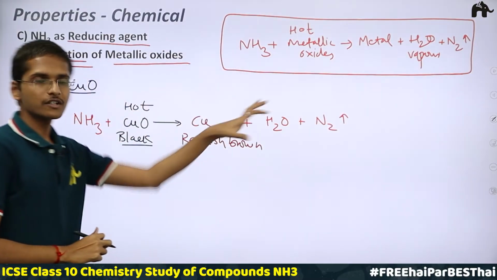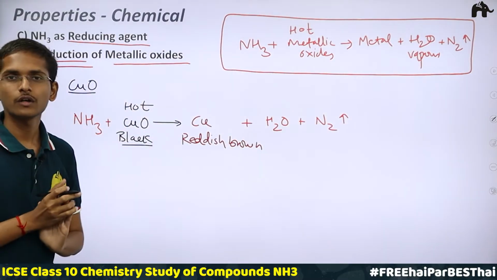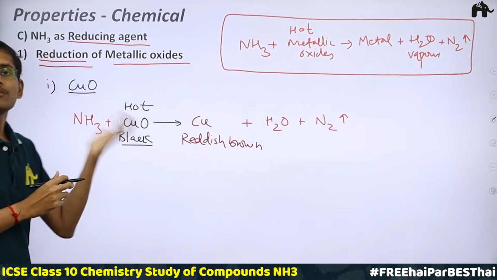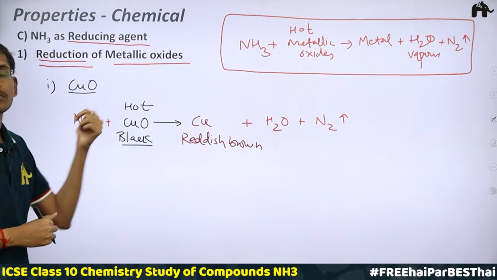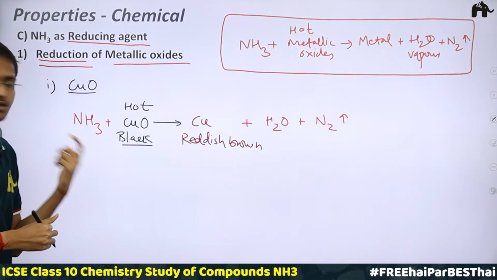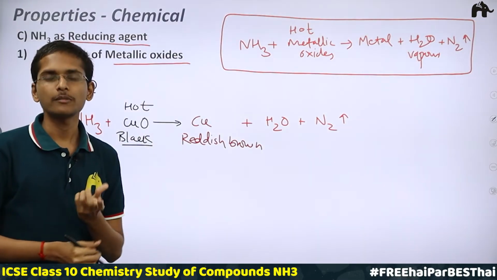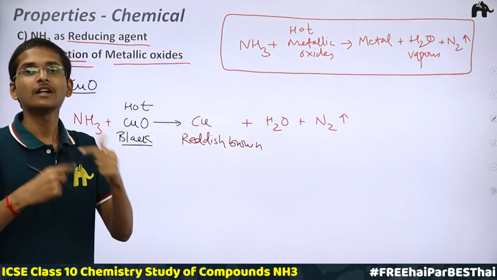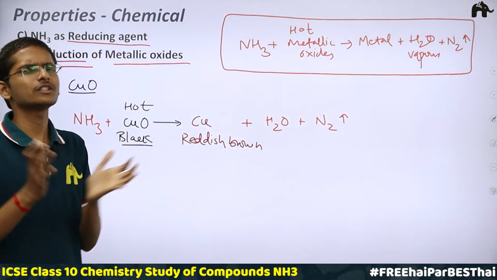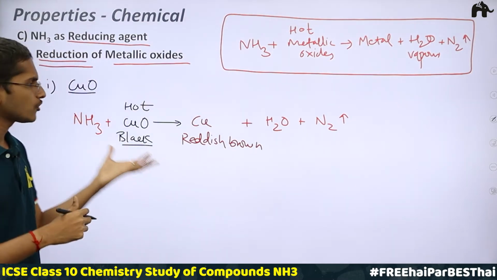The interesting thing about this reaction is they would ask you to give one observation when ammonia is passed over hot copper(II) oxide. So what would be your observation? You won't say that copper is formed. You cannot figure out what is forming just by looking at it. You can just tell the change in the color, right? All those things which we know how to write the answer for observations.